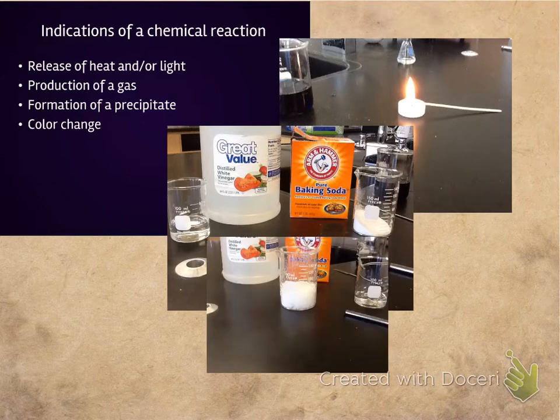Another way to tell that a chemical reaction has occurred is when a precipitate is formed. So a precipitate is formed when a formerly clear substance undergoes a change, and you add something to it, and suddenly the substance appears cloudy or milky. That is the formation of a precipitate.